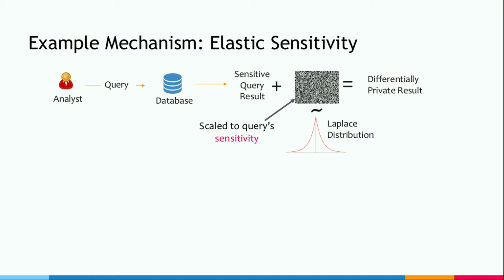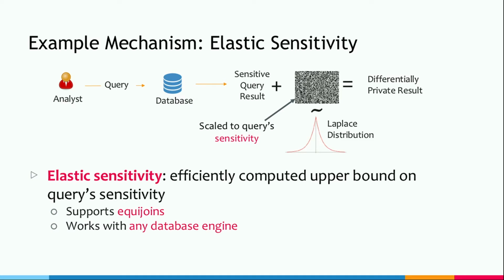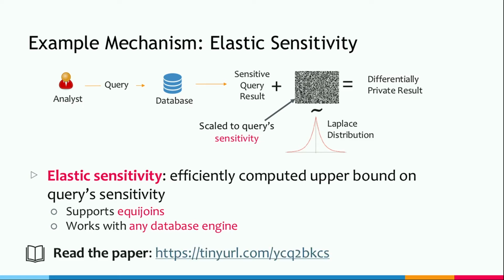And so the big question with this approach is, how do you know what the sensitivity of the query is? And elastic sensitivity is precisely an approach to answer that question. It's an efficiently computed upper bound on the query's sensitivity. What's different about elastic sensitivity compared to approaches that came before it is that it supports joins, which turns out to be pretty complicated. So we have a completely separate paper on this approach if you're interested in the details of that.